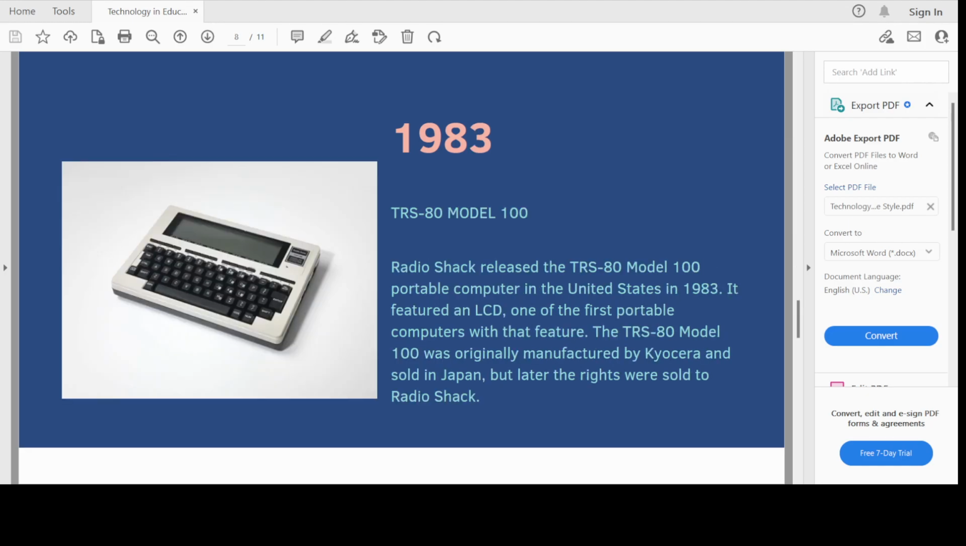The TRS-80 Model 100. Radio Shack released the TRS-80 Model 100 portable computer in the United States in 1983. It featured an LCD, one of the first portable computers with that feature.